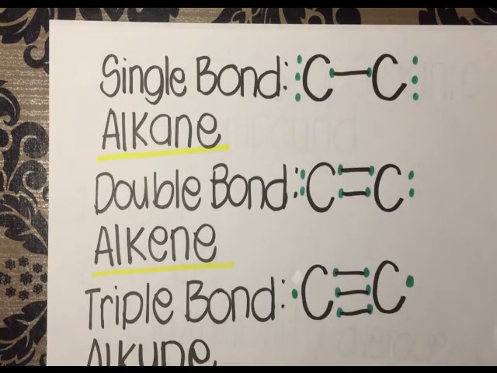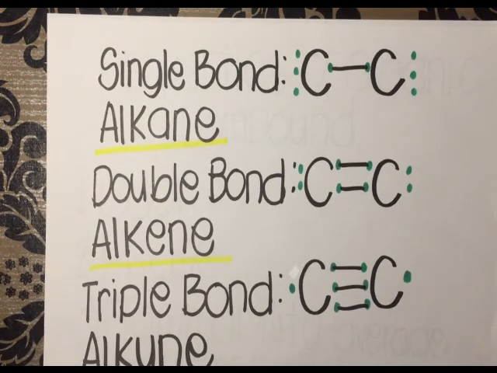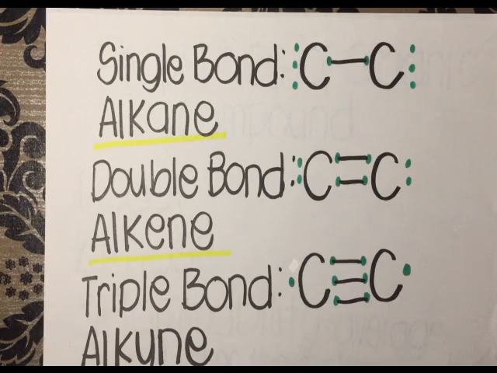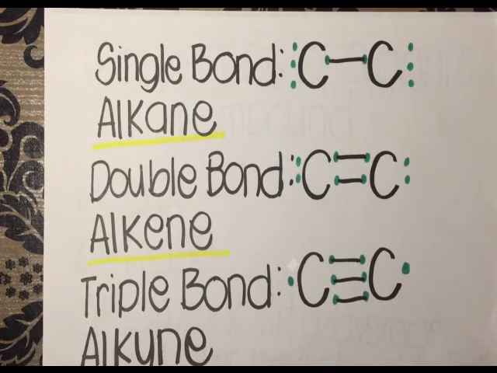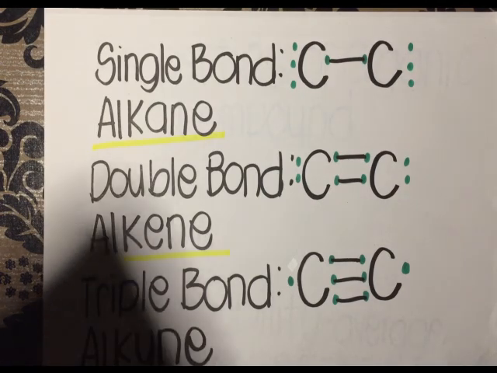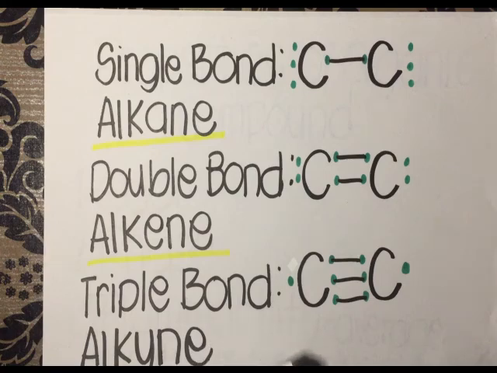Single bond is termed alkane. Yan, single bond. Double bond is called alkene, and triple bond is called alkyne. So in your module, in page 6, why carbon is unique and amazing.